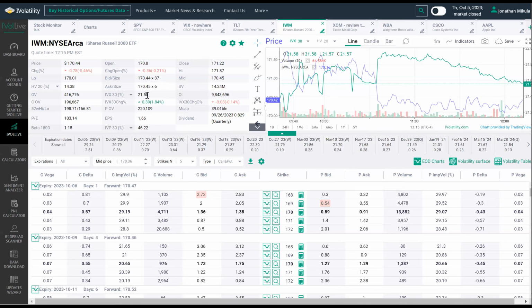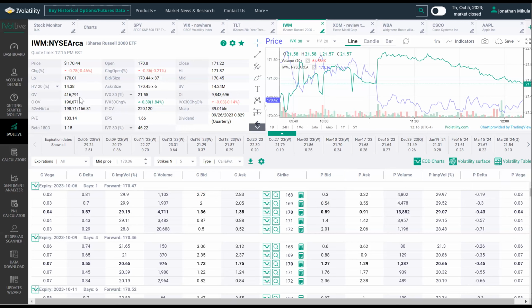So we can see that, generally speaking, the Russell 2000 is trading with higher implied volatility levels than what it's had over the past 52 weeks, and actually 30 days, right? The past 30 calendar days, because HV20 measures 20 trading days, which is the same as 30 calendar days. That's why IVX 30 and HV20 are apples to apples. Just a little side note there.